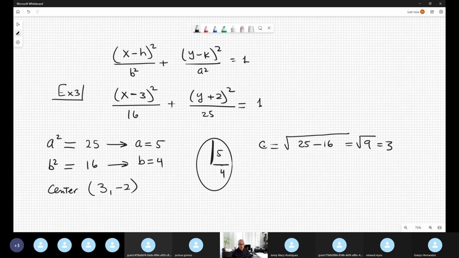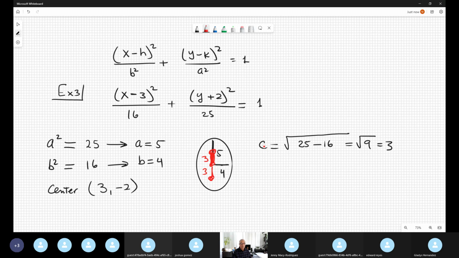So the foci are located 3 units from the center. Okay, it's 3 distant. I suppose we're using another color. From the center, 3 distant in the same direction. This is the focus. Okay, here. The distance is 3, 3. Do you follow me?